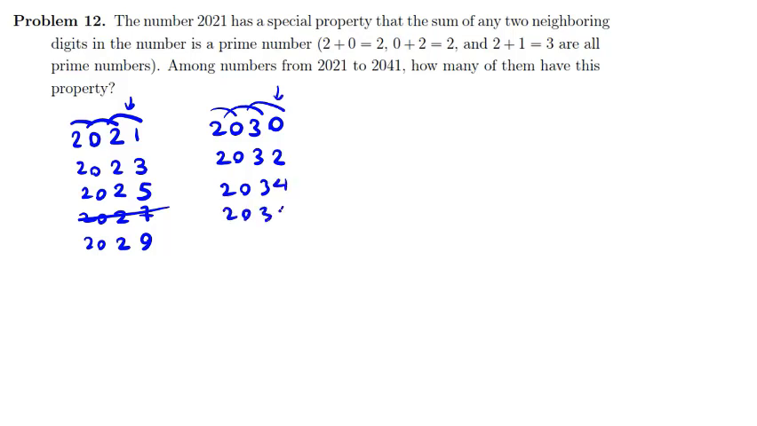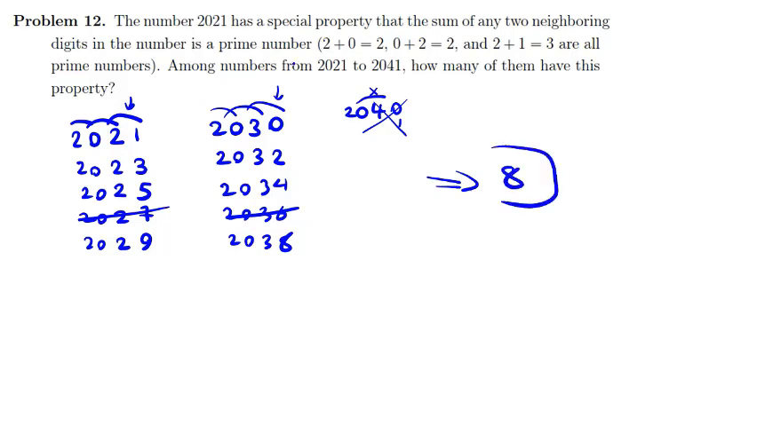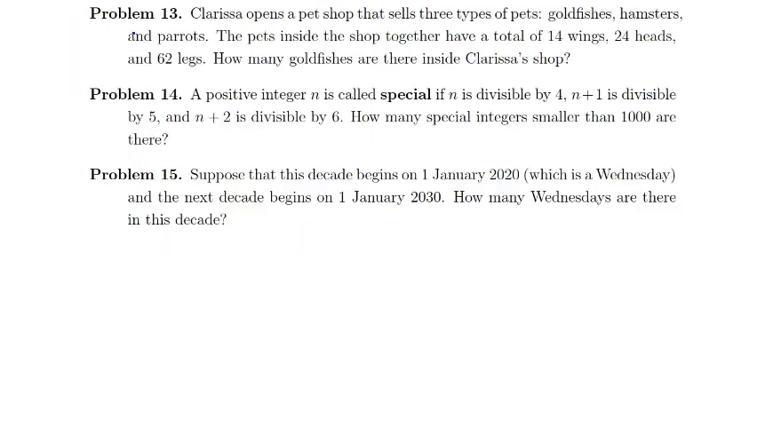34 is good, 36 is bad because 9 is not prime, and 38 is good because 11 is prime. And the next one, 2040: this part is not important because 0 to 1 is not prime, so we don't select this. So 1, 2, 3, 4, 5, 6, 7, 8. We have 8 good numbers. So the answer is equal to 8.